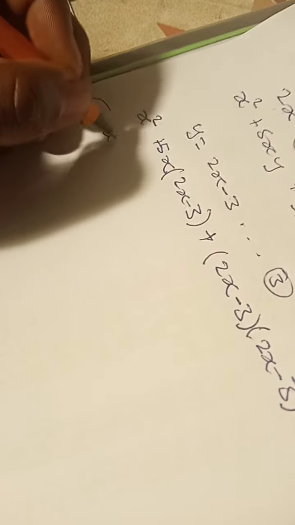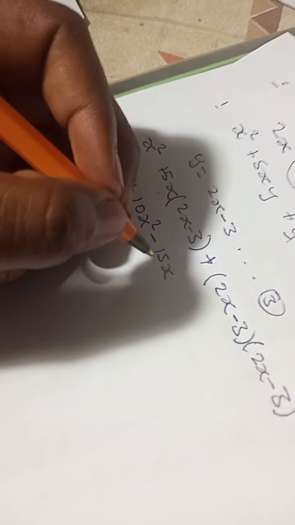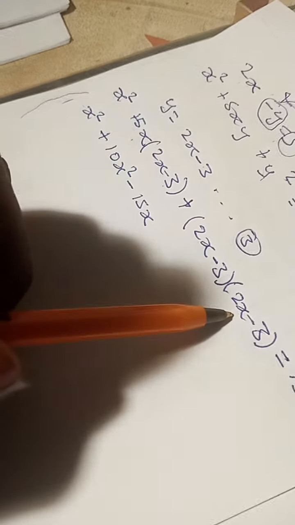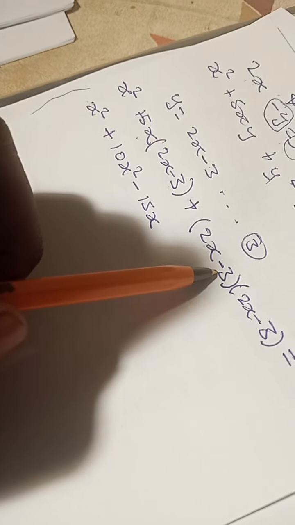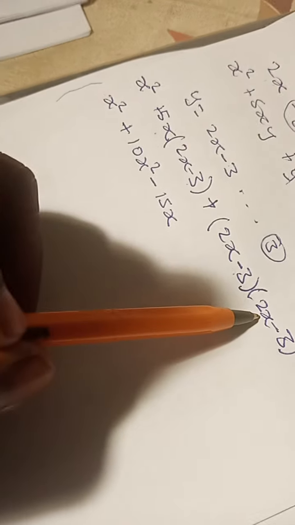Again, let's break the brackets. We have x squared, plus 5 times 2 is going to give us 10x squared. Then 5 times negative 3 is going to give us a negative 15x. So you're going to foil it. First with the first, then this one with that. 2x times 2x is going to give us 4x squared.